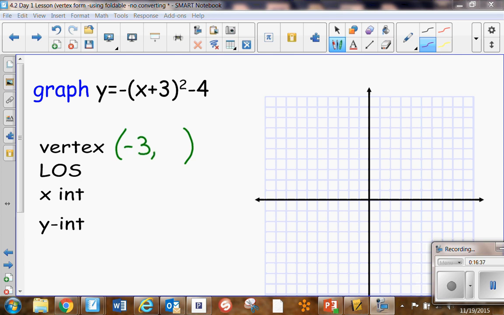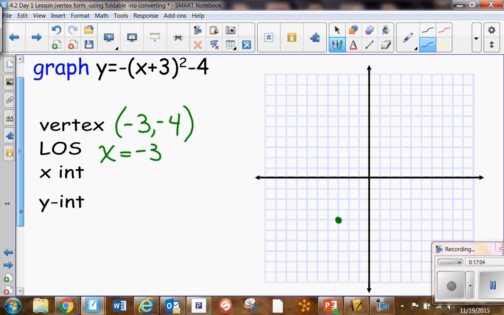Negative 3, comma, negative 4. All right, negative 3, negative 1, 2, 3, 4. My line of symmetry is going to share which of those values? The x value, the negative 3. But I can't just say line of symmetry is negative 3. It's got to be an equation of a vertical line. Equation of a vertical line is x equals negative 3.